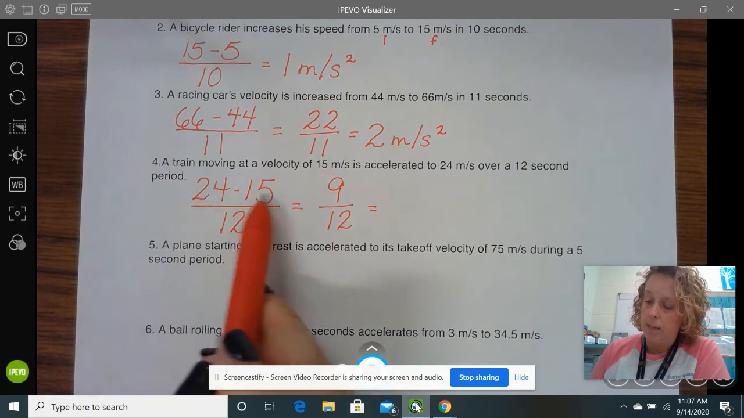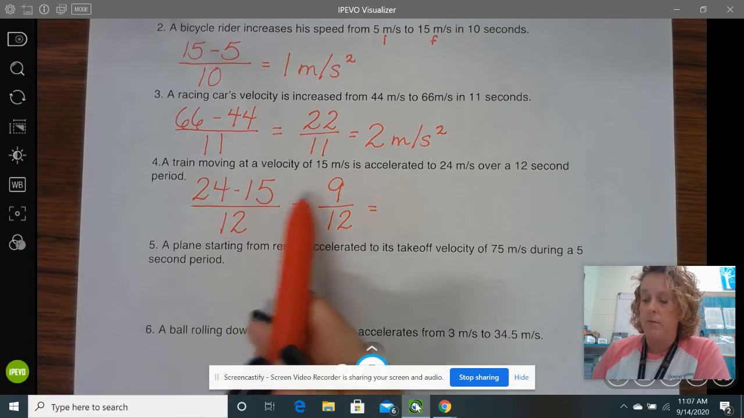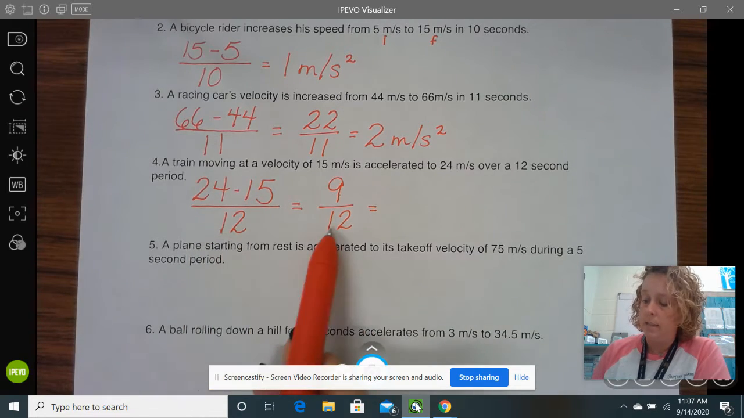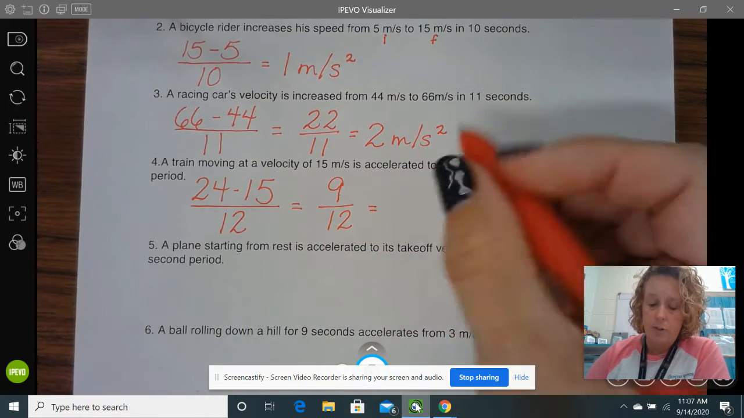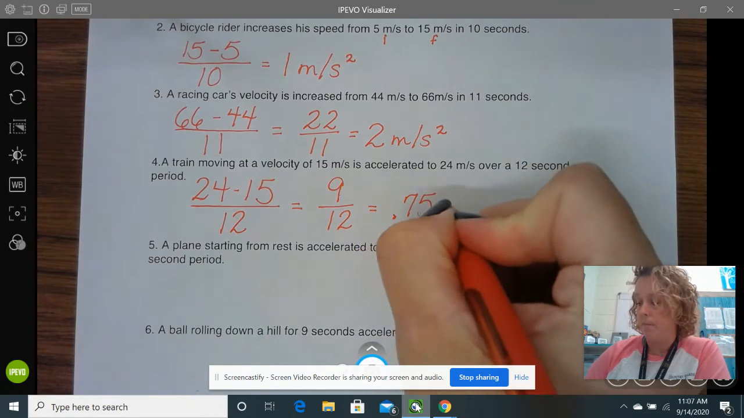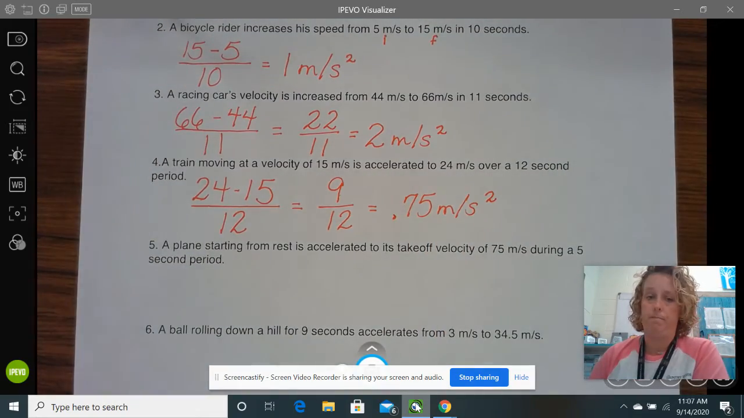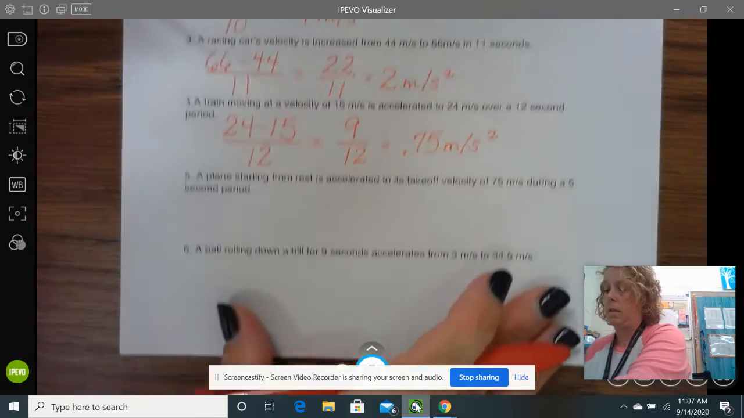Okay, this is simply doing the math here on top. 24 minus 15 is going to give you 9. There's the 12. 9 divided by 12 is going to give you 0.75 meters per second squared. Okay, number 5.